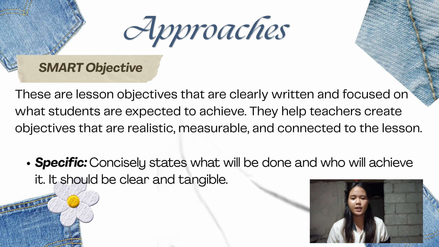First is specific. Specific means that the objective should clearly tell us what students are supposed to do. For example, saying students will learn about the lesson objectives. It is too general, right? Instead, we can say students will identify the characteristics of an effective lesson objective. Now, it is clear what students need to do. They need to identify the characteristics.